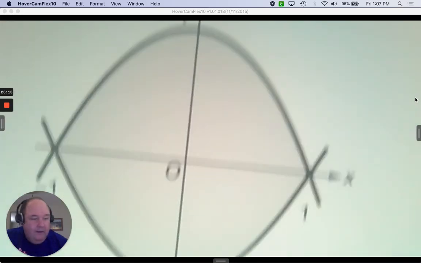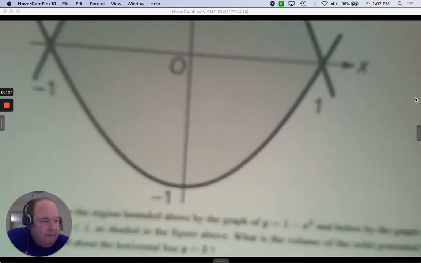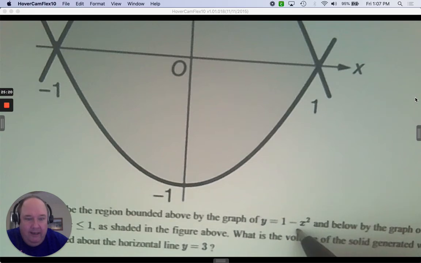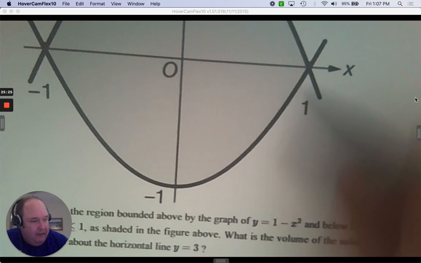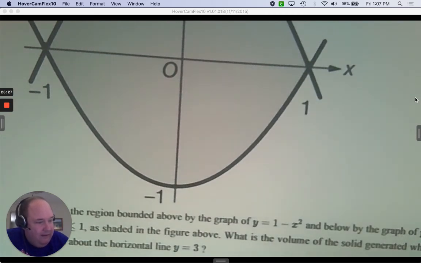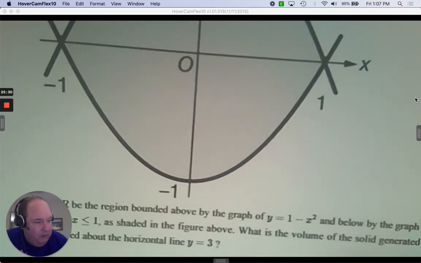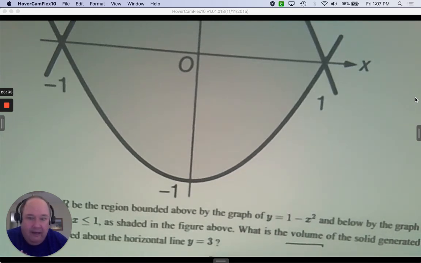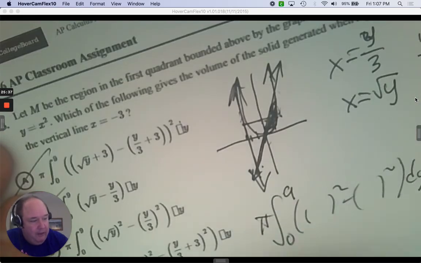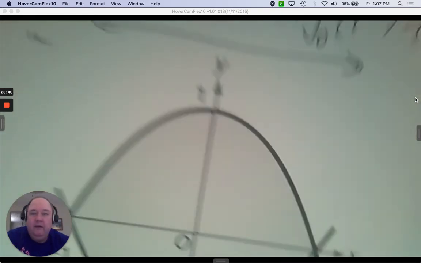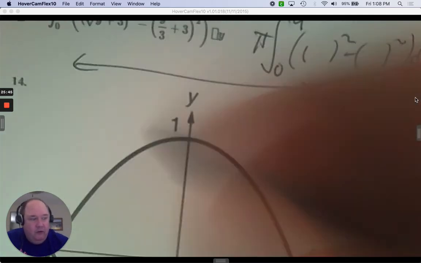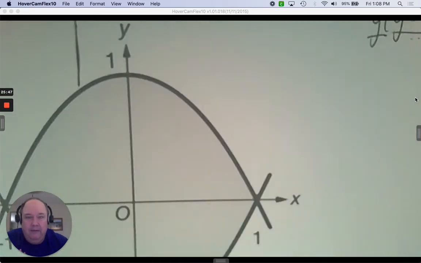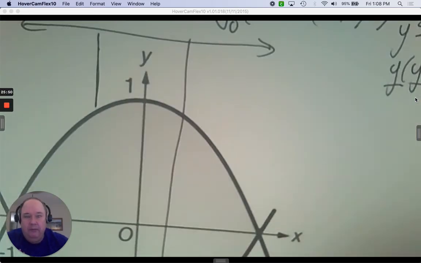14. Let R be the region bounded above by the graph y equals 1 minus x squared. That's the above one. And below by x squared minus 1, as shaded in the figure below from -1 to 1. What is the volume of the solid generated when the region is revolved around the line y equals 3? So that would be way up here. So if you take that and revolve it around y equals 3, do you know what the small radius would be? And do you know what the big radius would be all the way down?